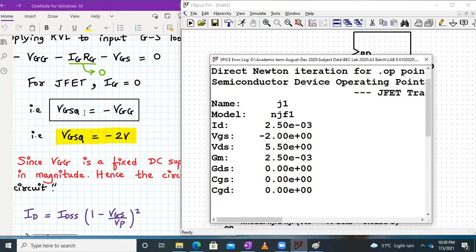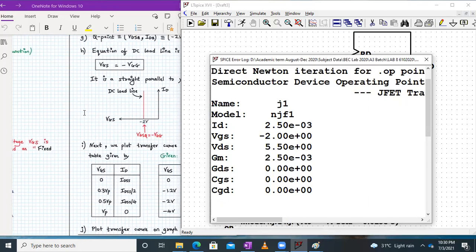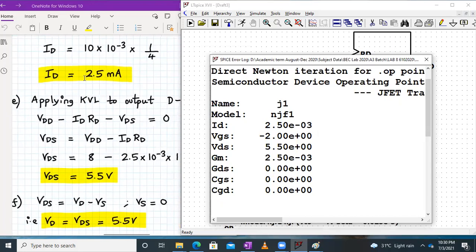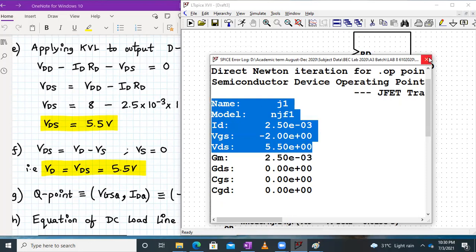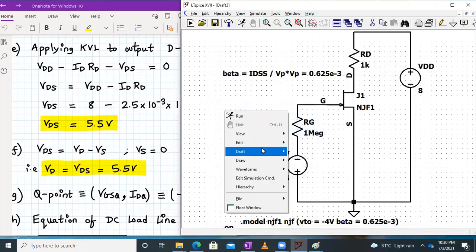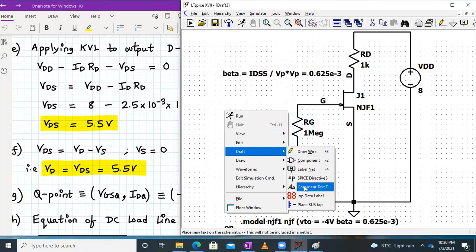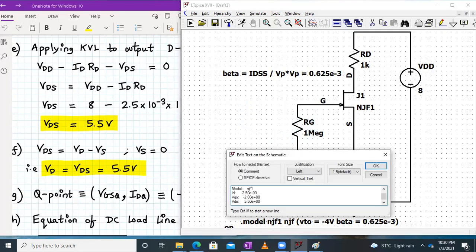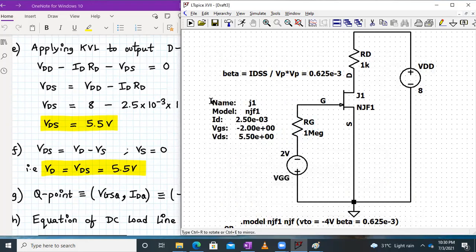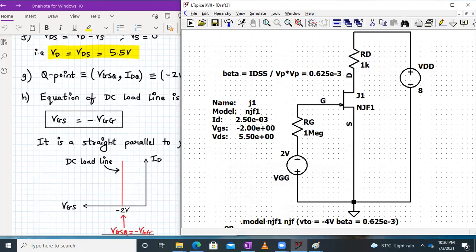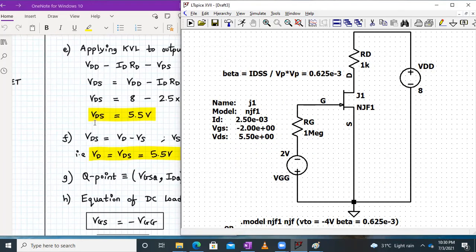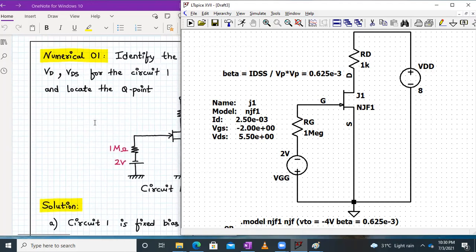VGS is -2, that is absolutely correct. And then what did we get the value of ID? ID we got it as 2.5 and it is coming 2.5, which is also correct. VDS is around 5.5, that is also correct. So we are getting the correct parameters. We can copy it into the screen. Okay, right click, draft, comment, and we can note down these parameters over here. Okay, so these are the parameters which we are getting, which is exactly matching with what we got in the numerical. Okay, so that's how you can easily verify any circuit using LT-Spice.